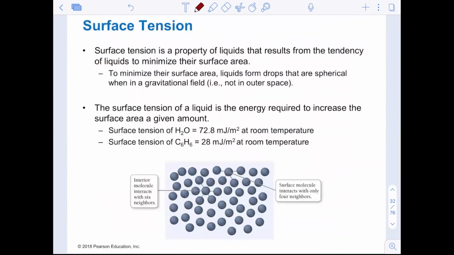We're going to talk about a few more types of physical properties that correlate, again, with the intermolecular forces of attraction. Surface tension is the first one. We've talked a lot about boiling point, but now we're going to see other types of physical properties. Surface tension is a property of liquids that results in the tendency of the liquids to minimize their surface area. That's pretty convoluted, so let's talk about what that means.